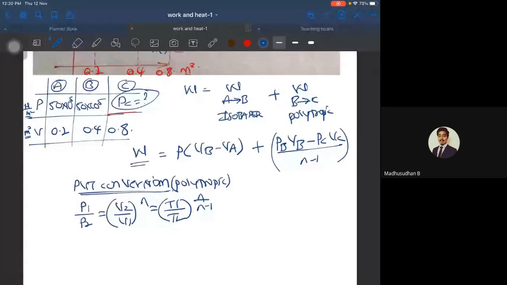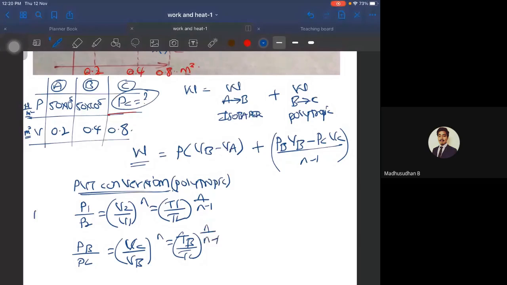Now the process is from B to C, so it is PB by PC equals VC by VB whole to the power of n, that is equals TB by TC whole to the power of n divided by n minus 1. So this was from 1 to 2 and this is from B to C. So what you have to do, you have to replace 1 with B and 2 with C.